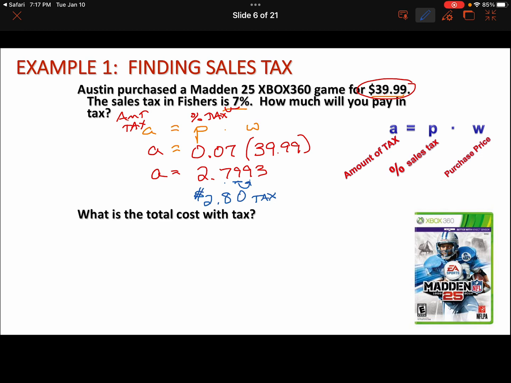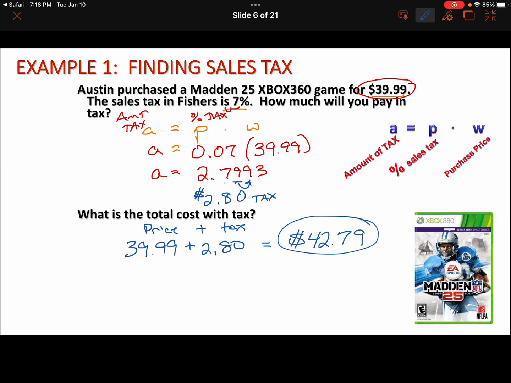Now, if the follow-up question says, what is the total cost? Well, you had to pay the $39.99, but you also have to pay the tax, so you had to pay the price plus your tax. And so the tax was $2.80. We have to add that, and our total then would be $42.79 for the game with 7% sales tax.